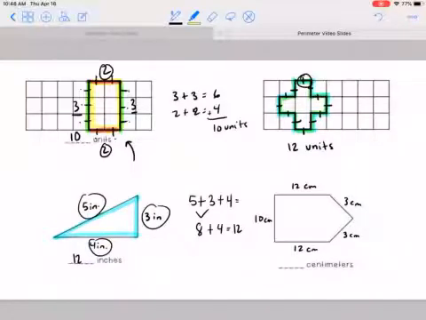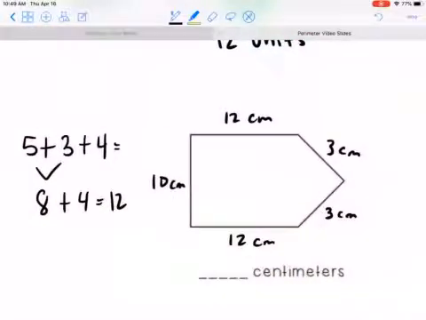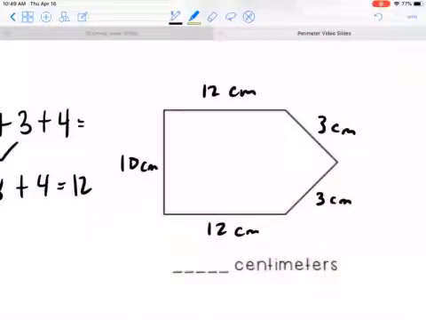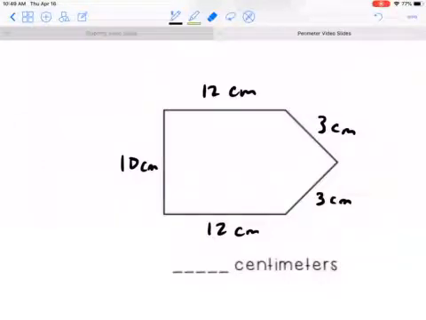Let's do one more, and then I'm going to let you all practice some. So we're going to look at this shape right here. Find the distance. There's the perimeter. I'm tracing the perimeter with my highlighter right here.